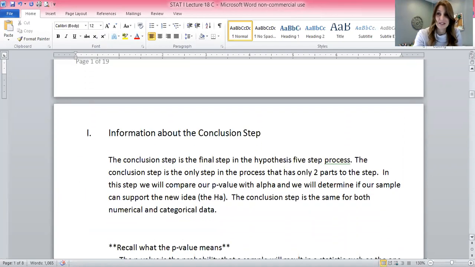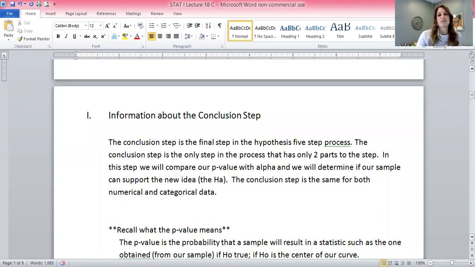This step is actually the only step out of the 5 steps that only has 2 parts instead of 4 parts. So in this conclusion, we're going to compare our p-value, which is our probability, with our alpha, which is our level of significance. So this is where the alpha is coming in. And we're going to determine if our sample can support the new idea, HA, the alternative view.